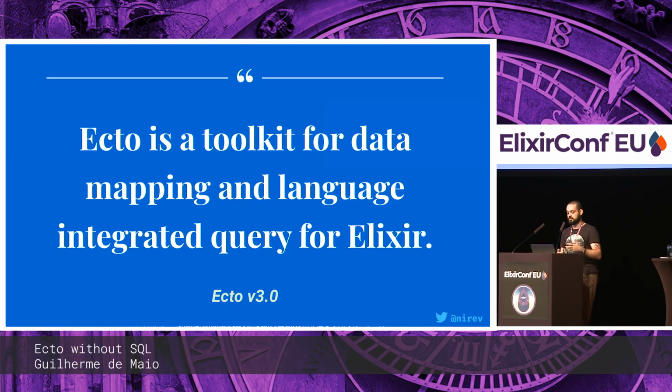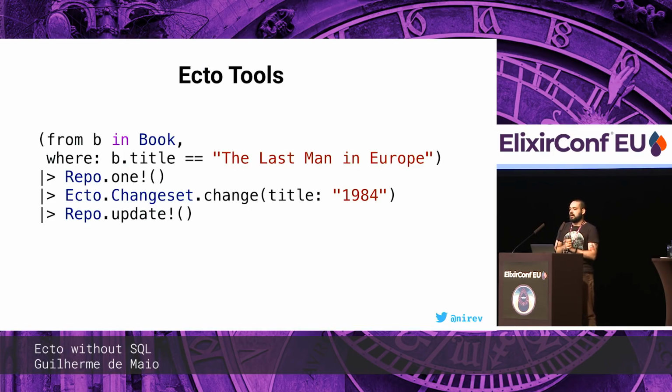It is a toolkit, so it has many parts that do different things. And I like to show what those parts are. So this is a small example. Basically, I want to create a database for a book where the title is Last Man in Europe. I want to get the record and then update the title to be 1984 and update it.